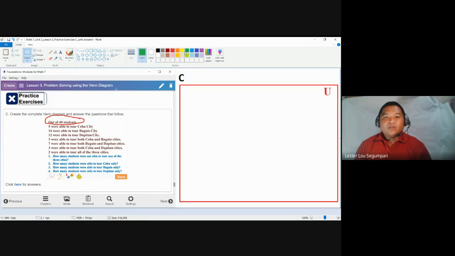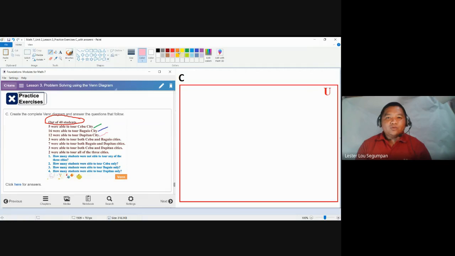Number one, for those students who are able to visit Cebu. Number two, able to visit Baguio. And number three, able to visit Dapitan. The next items below were just intersections or connections. Okay, so that is our task to determine right now.